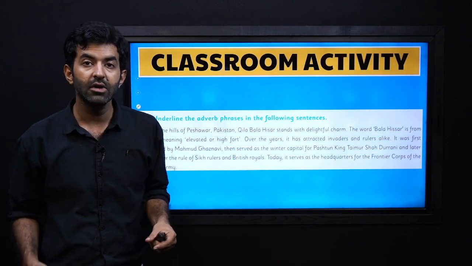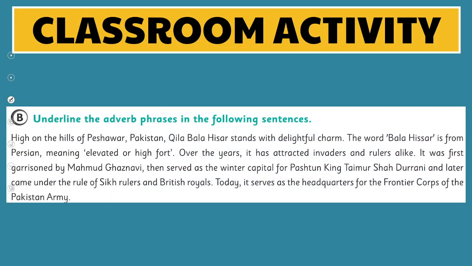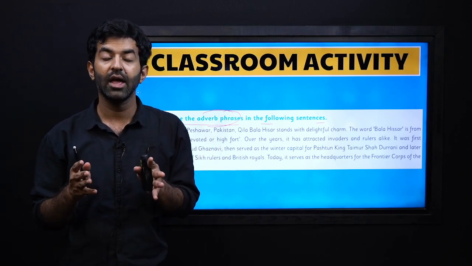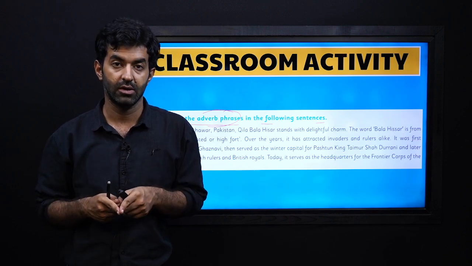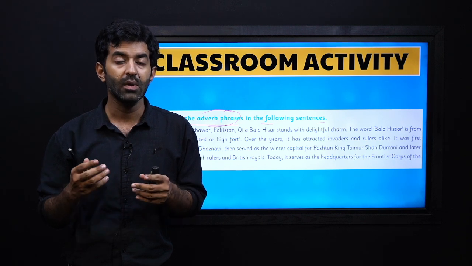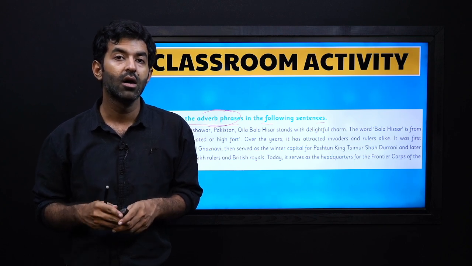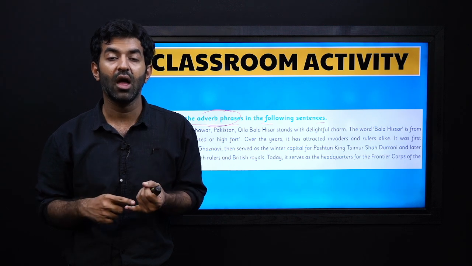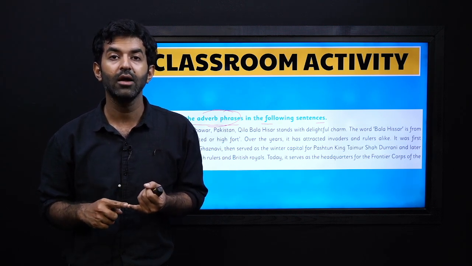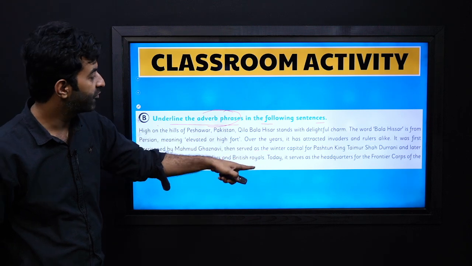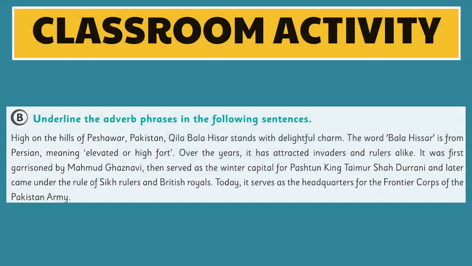Now, for the classroom activity, dear learners, you are supposed to underline the adverb phrases in the following sentences. First, try to find out the keywords as we talked about in the last lesson, and then see what kind of phrase it is. Mostly you need to focus on adverb phrases. So see what the adverb is answering. Is it answering the when, how, why question or not? So this is your activity. Read this passage and find out adverb phrases.